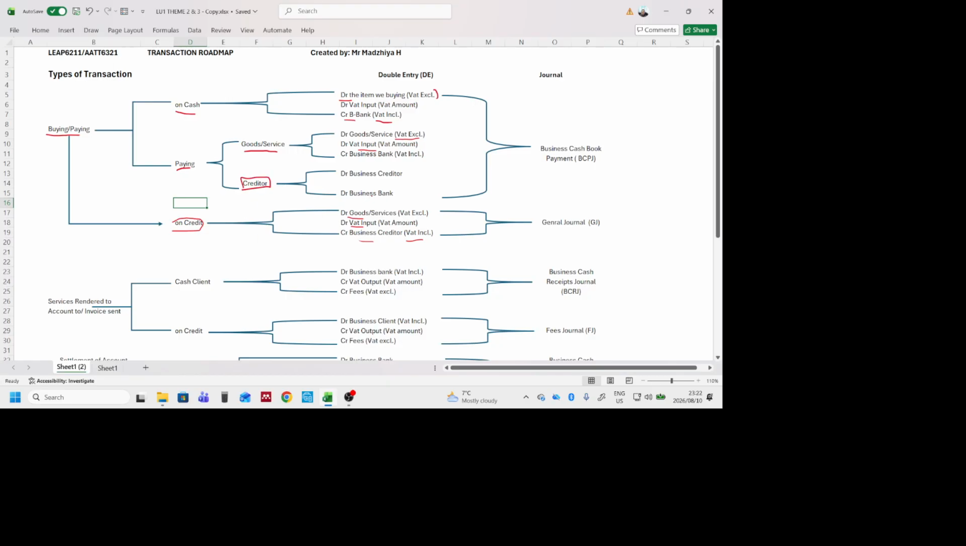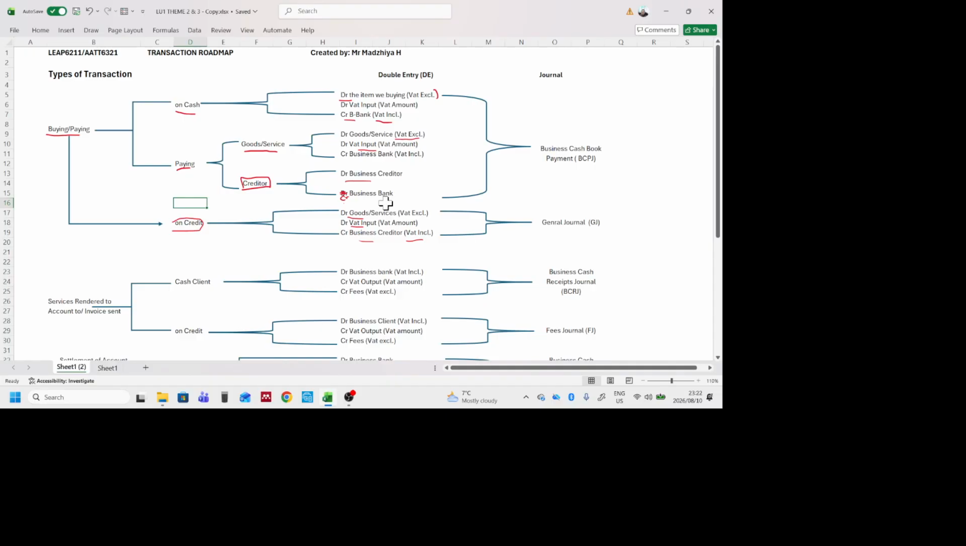When we pay the creditors, we debit the business creditor, and here we credit the business bank. When we credit the business bank, we indicate the total amount of money that is leaving the business bank account. When we debit the business creditor, we indicate the total amount of money being paid over to the creditor. That is reducing the total amount that we owe to the creditor.